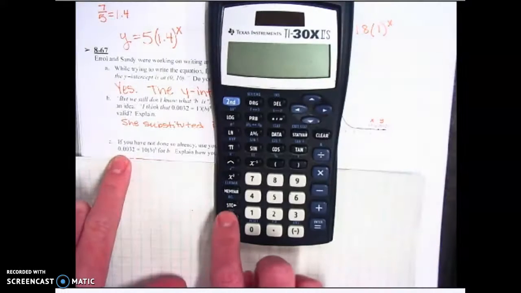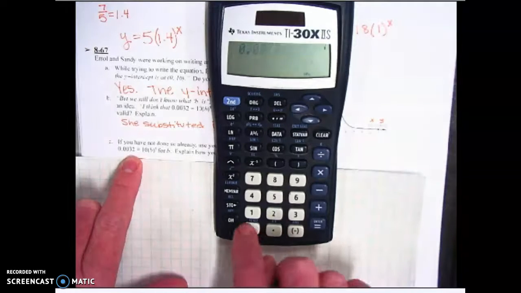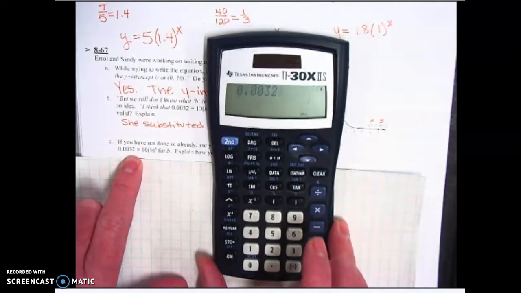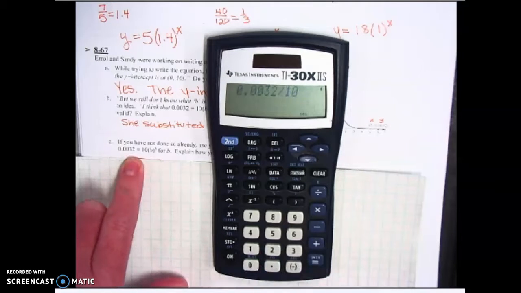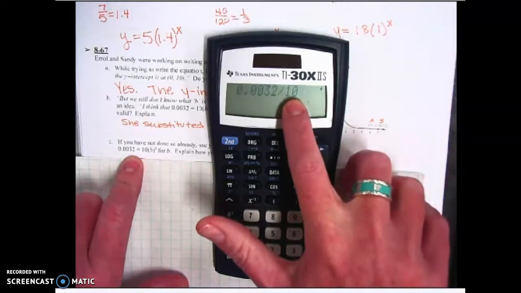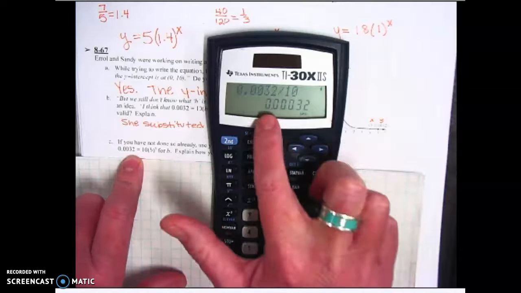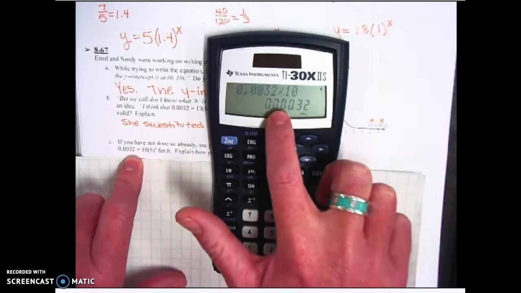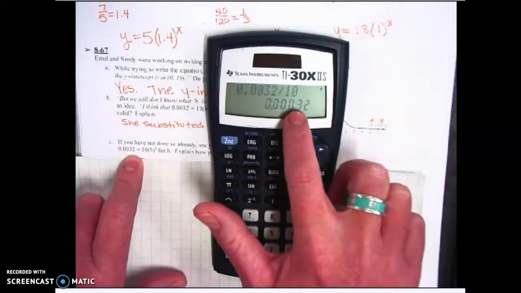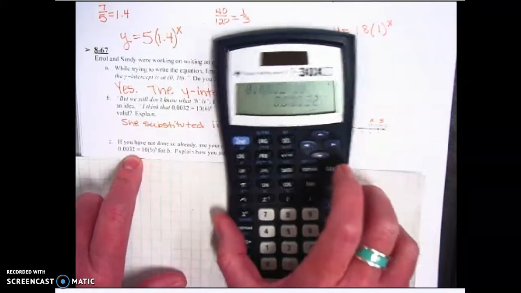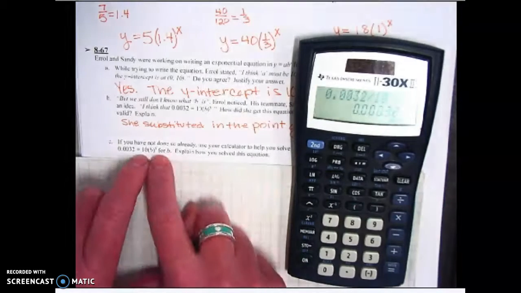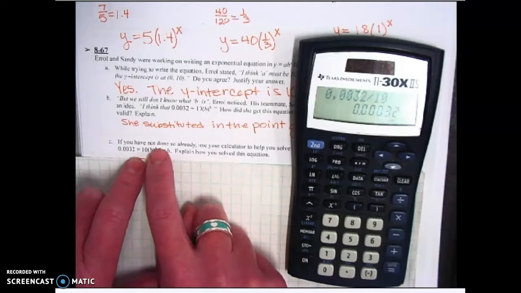So if you have this 0.0032 and you divide by 10, what's going to happen? It's going to make it smaller. It's going to move that decimal where? Over. It's going to move it to the left one spot because we have 10. However many zeros you have is how many places that decimal is going to move. Okay? So it makes it 0.00032.